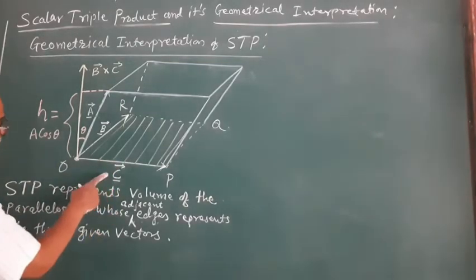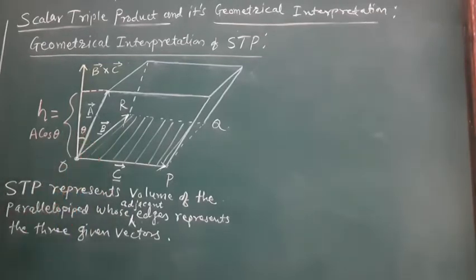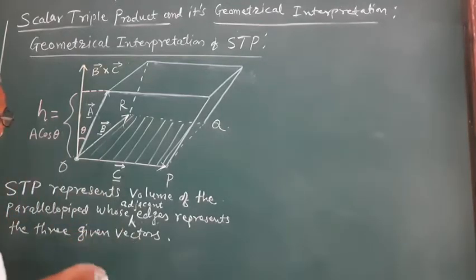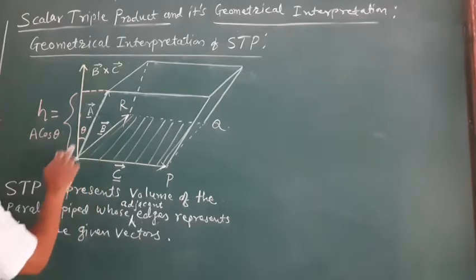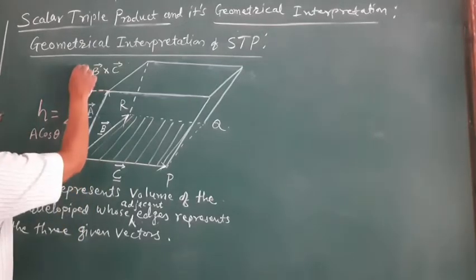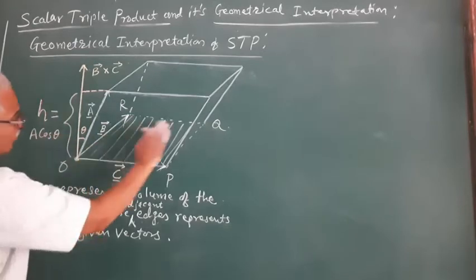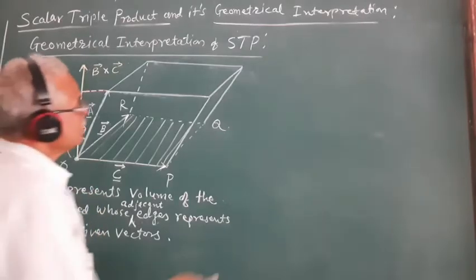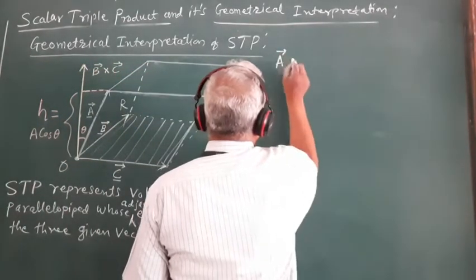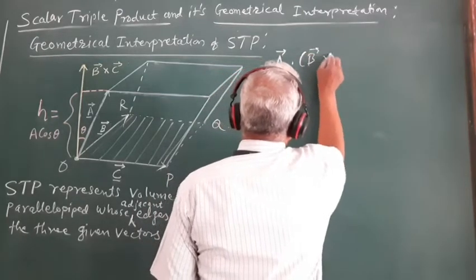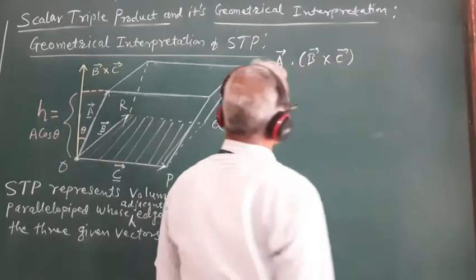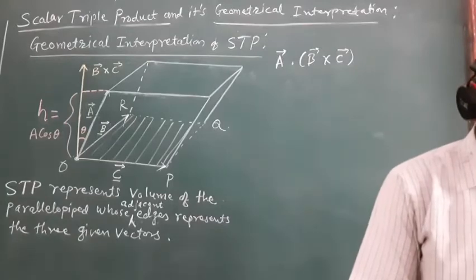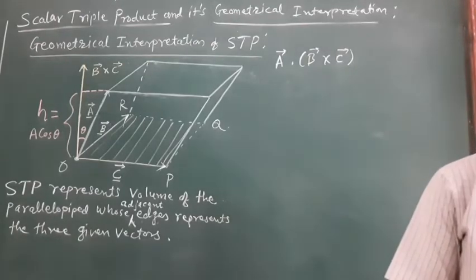If we take the cross product of the vectors b bar and c bar, this vector b bar cross c bar will be perpendicular to the plane of b bar and c bar. So the vector b bar cross c bar is shown perpendicular to the plane OPQR. And then if we take the dot product of a bar with b bar cross c bar, this is nothing but the scalar triple product of these three vectors a bar, b bar and c bar.